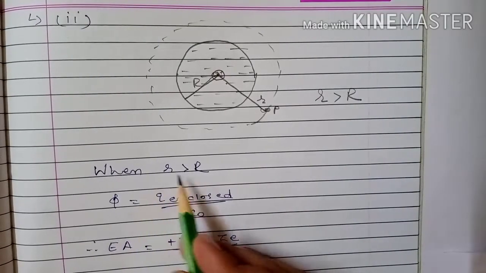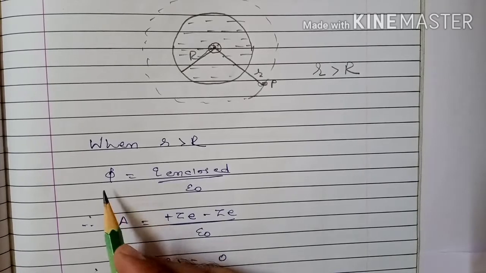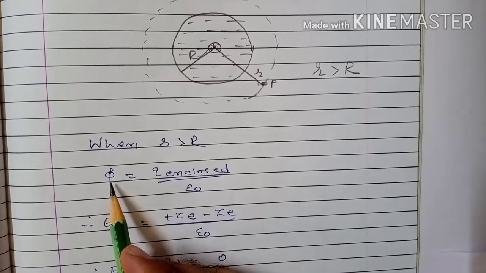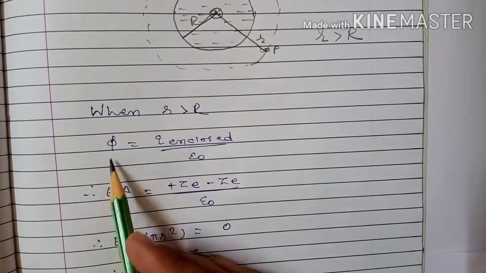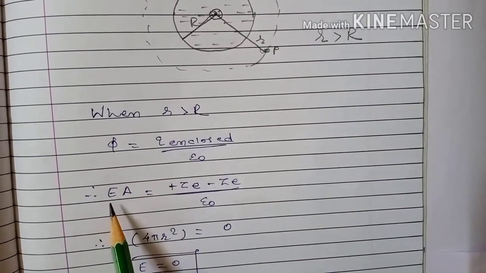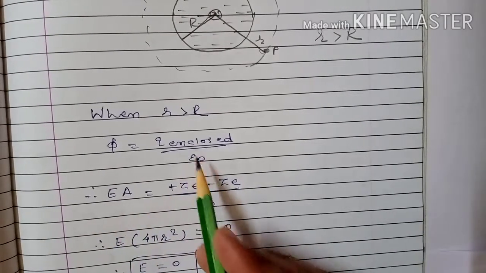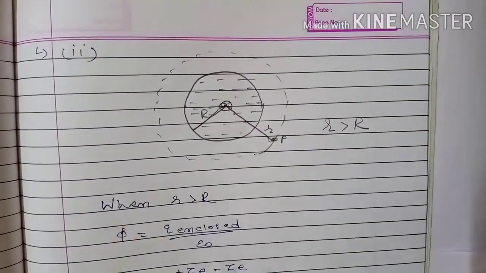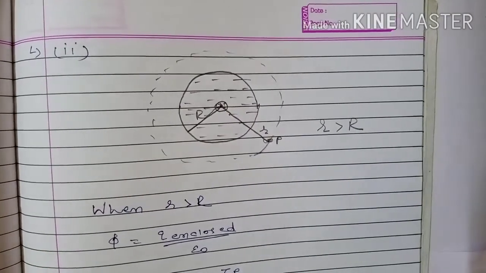So when small r is greater than capital R, at that time, if we apply Gauss's law, then according to Gauss's law, flux phi is equal to charge enclosed upon epsilon naught. But we know that electric flux is equal to electric field into area. So electric field into area is equal to charge enclosed upon epsilon naught. What amount of charge is enclosed by this Gaussian surface? Whole positive and negative charge is enclosed.